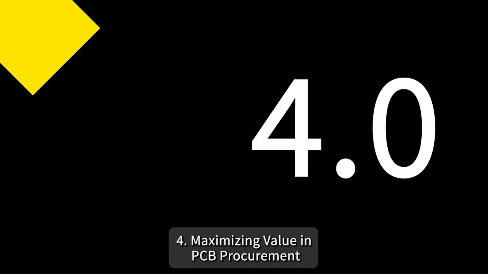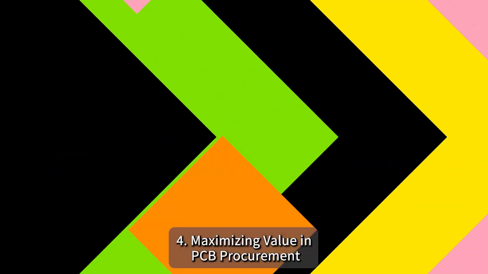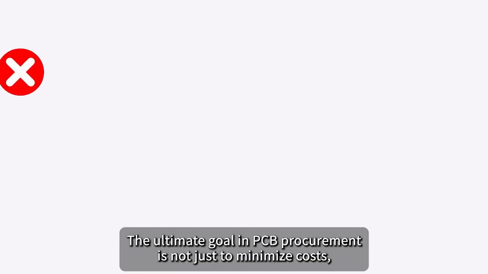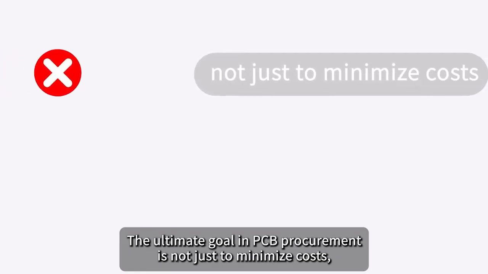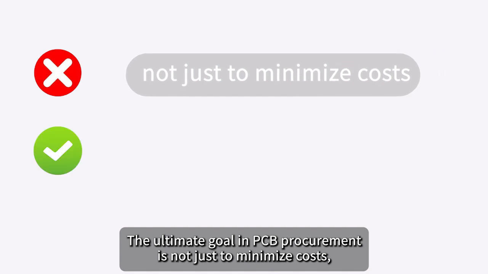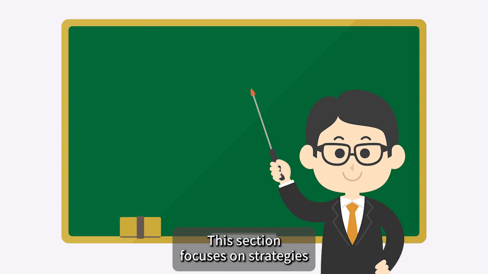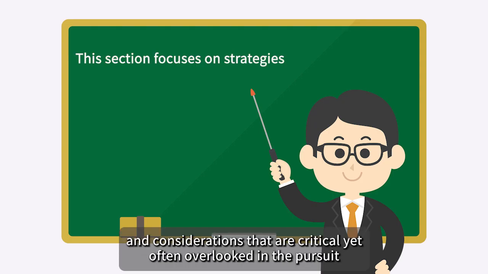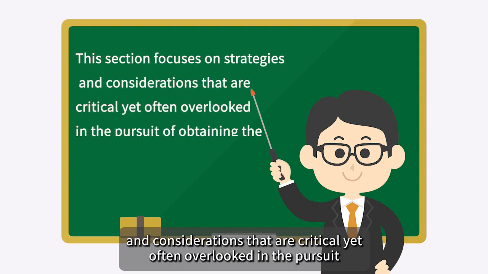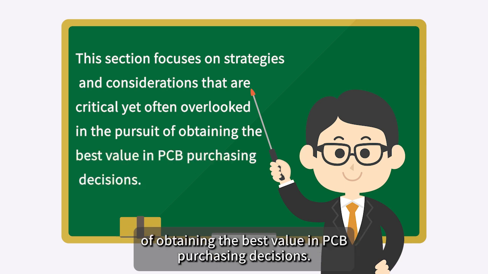4. Maximizing value in PCB procurement. The ultimate goal in PCB procurement is not just to minimize costs, but to maximize overall value. This section focuses on strategies and considerations that are critical yet often overlooked in the pursuit of obtaining the best value in PCB purchasing decisions.